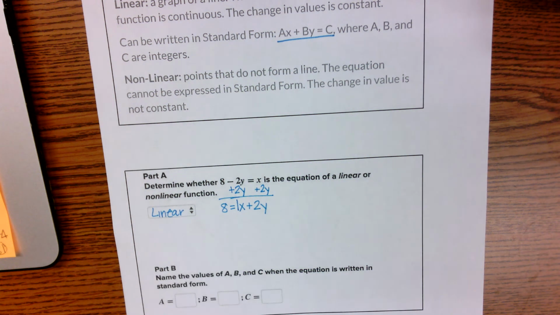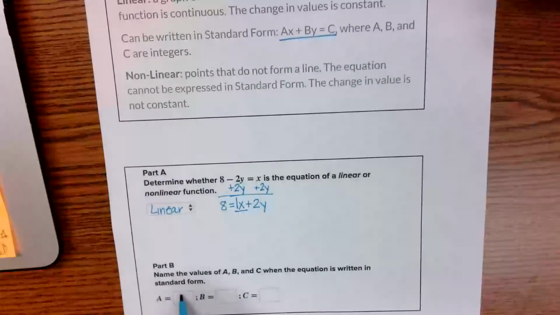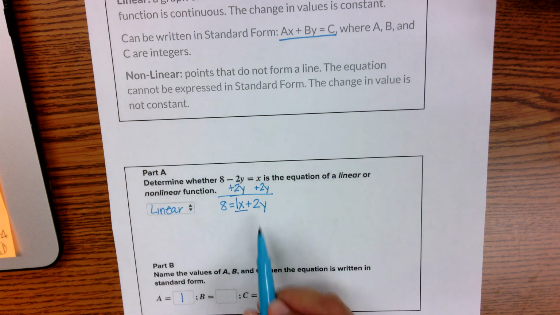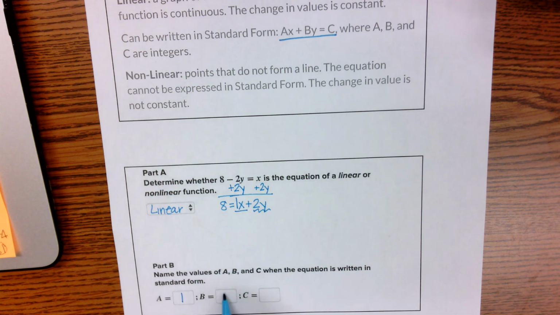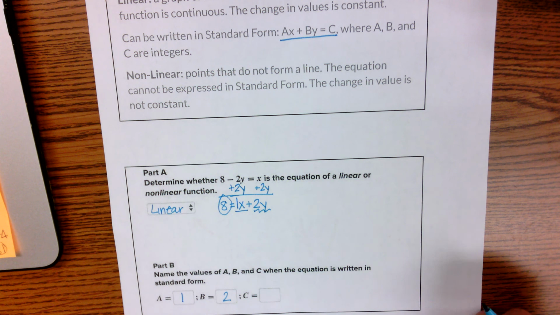In my values for a, b, and c, well, a is always going to be paired with the x. So my a is 1. B is always paired with the y, in this case 2. And then c is the number that we would have by itself, no variables, and on the other side of the equation, in this case, an 8.